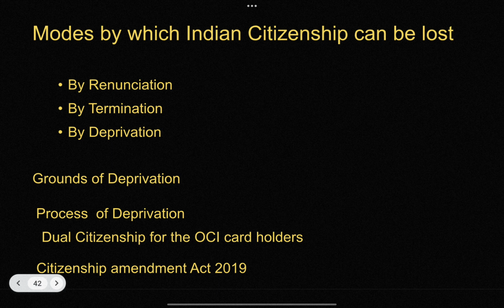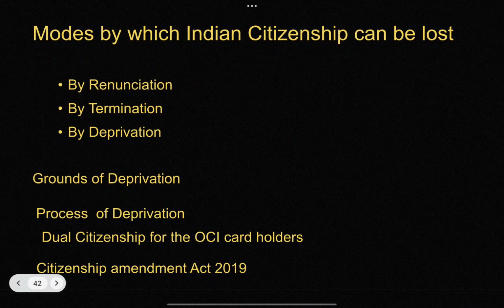Now we have to discuss the benefits of the OCI card holder. The OCI card holder can come to India without a visa, means they can have multiple entries. He can buy properties in India except agricultural and farmland. He can invest directly in the projects in India. But he has no political rights and he cannot hold office in defense services.